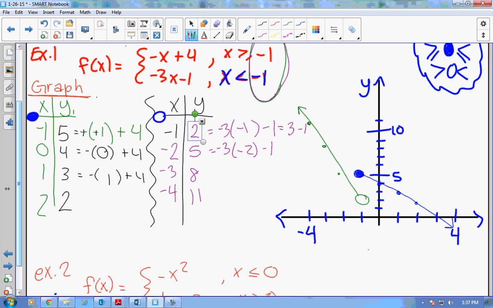Questions? Yeah, that's the graph. Yep. We're just doing the graphs today. Okay, we're going to practice one more, and then I'm going to give you 2 graphs to try on your own.